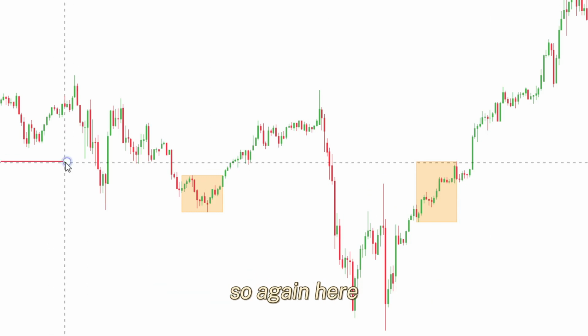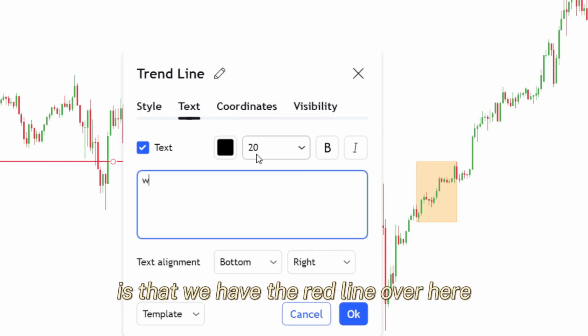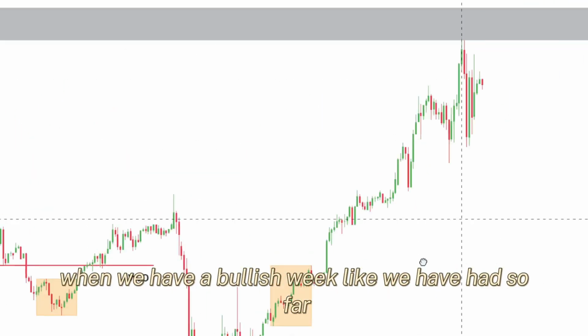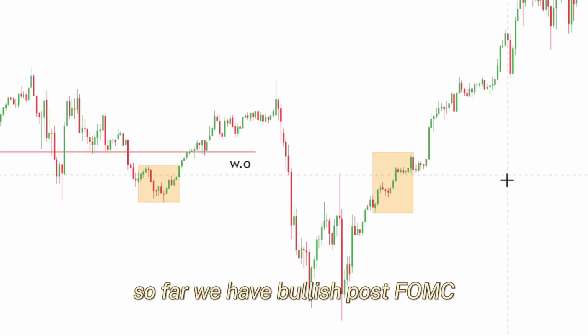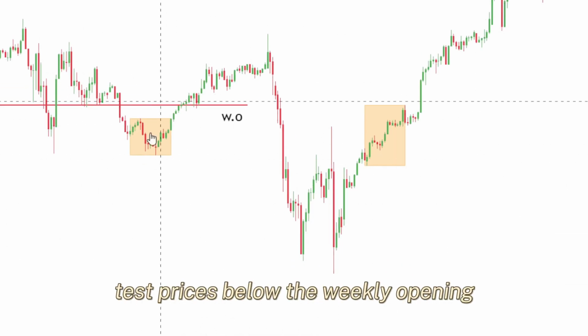Again, just to mark out something I always mark out: we have the red line over here, which represents the weekly opening. Now, when we have a bullish week like we have had so far, we're bullish post FOMC, I often like to see price come and test prices below the weekly opening.